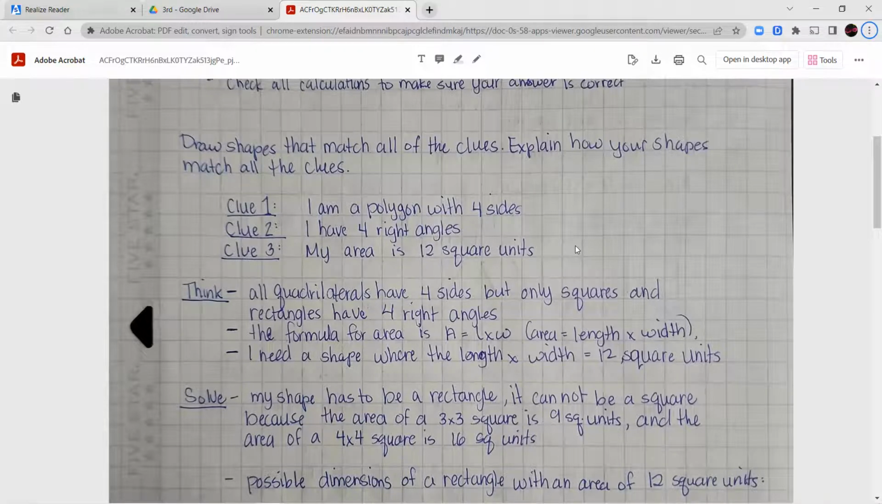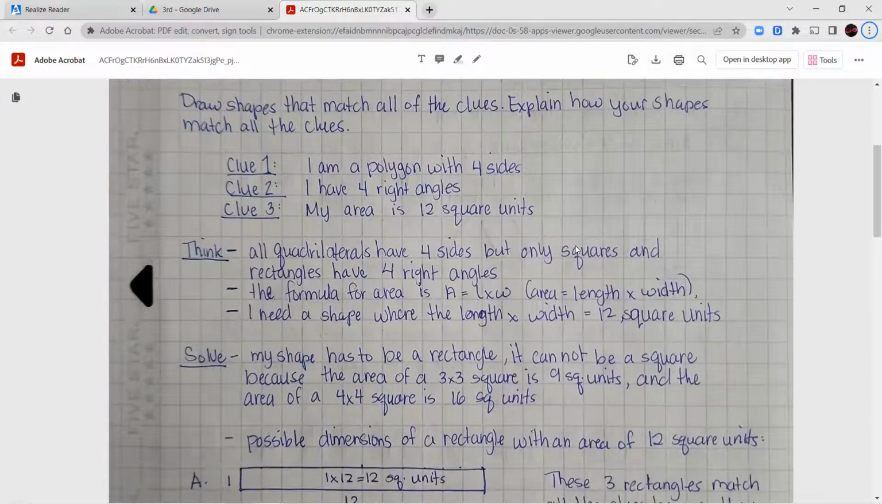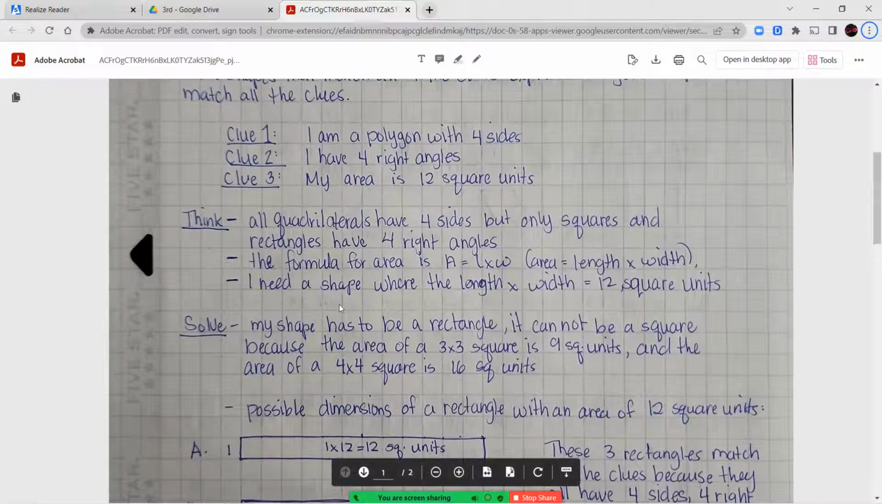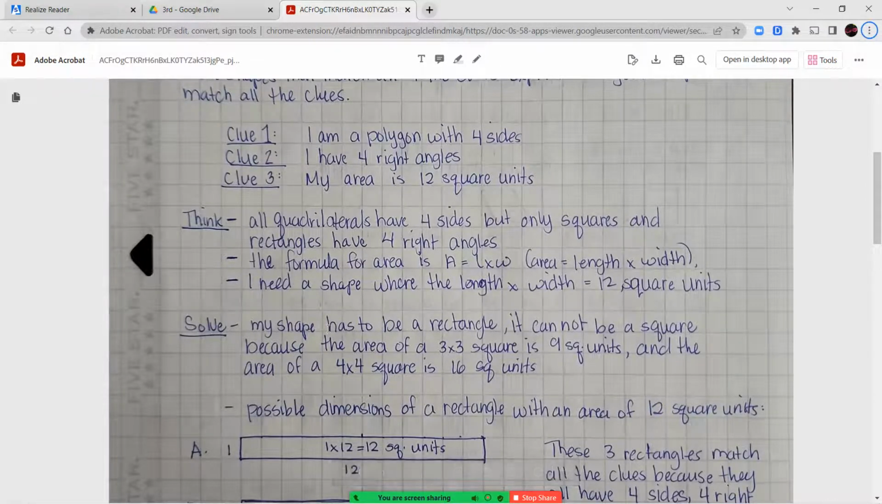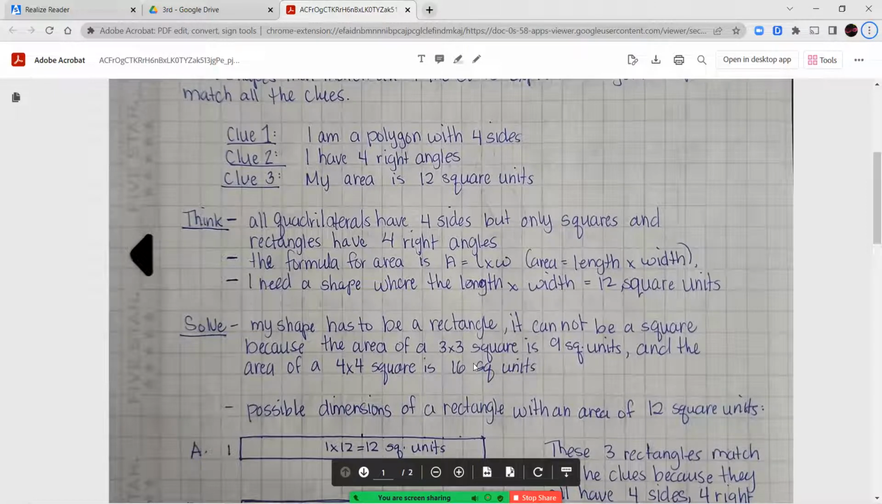Now I also know that the formula for area is that the area is equal to the length times the width. So your long side times your short side will give you the area of your shape. And I need to find a shape where the length times the width is equal to 12, or 12 square units. So here, I stop and think, and I realize my shape has to be a rectangle. It cannot be a square, because if it's a square, that means the length and the width are the same. If I do 3 times 3, that gives me 9, but if I do 4 by 4, that gives me 16. 9 is too small and 16 is too big. So my shape can't be a square, it's got to be a rectangle.